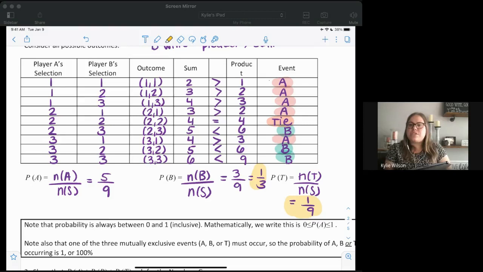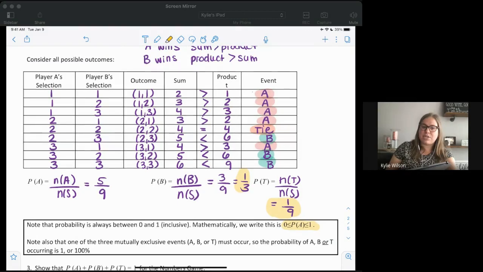Now, one super important note is that the probability is always between 0 and 1 inclusive. The inclusive part means that it can equal 1 or it can equal 0, but it has to be within those two numbers. It has to be in that range when we're looking at probabilities as a decimal. Mathematically, we write that out like this. Our probability of A has to be greater than or equal to 0 and less than or equal to 1. So that is really, really important to keep in mind, that all of our probabilities should add up to 1.